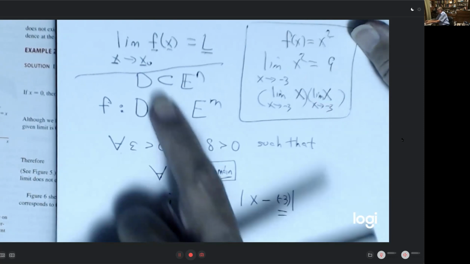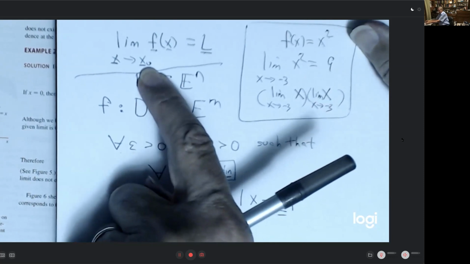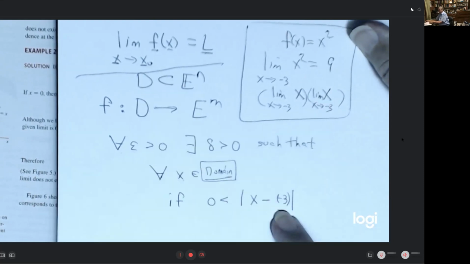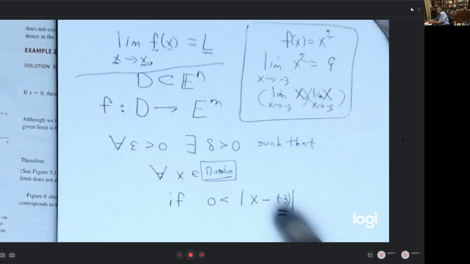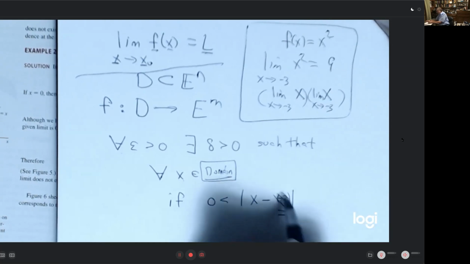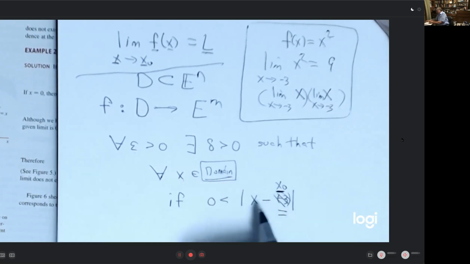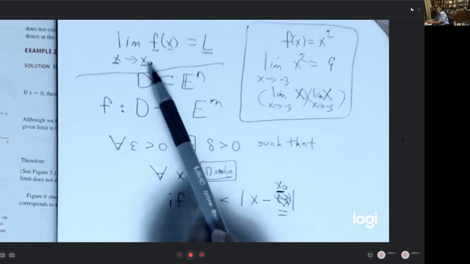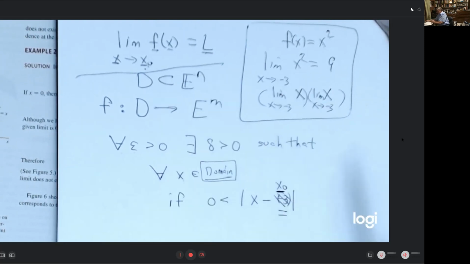If I have X naught up here, then this should be X naught right here. So I'm going to put X naught, and I'm going to put a bar here, but we'll get to that. Anyway, this is the place you're heading toward.